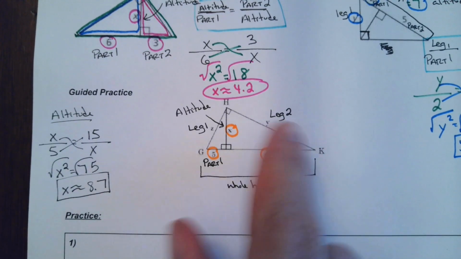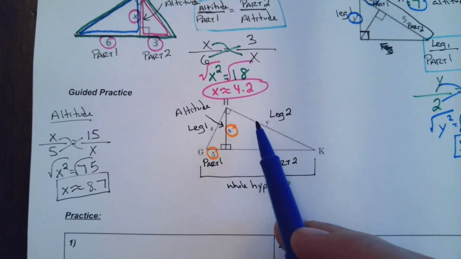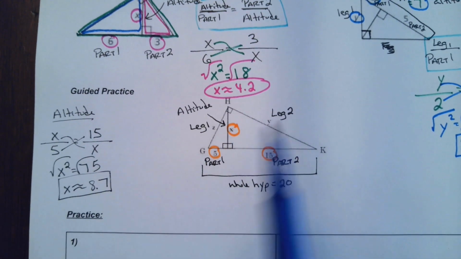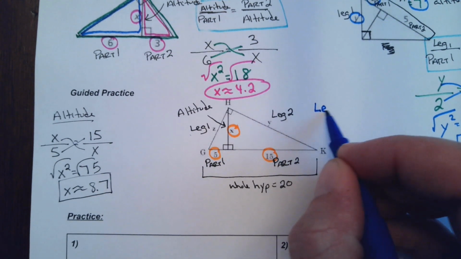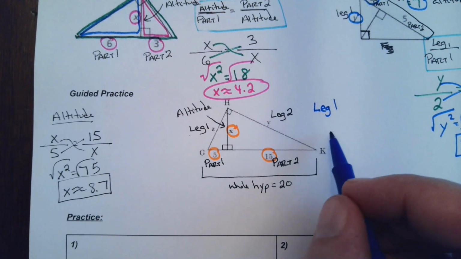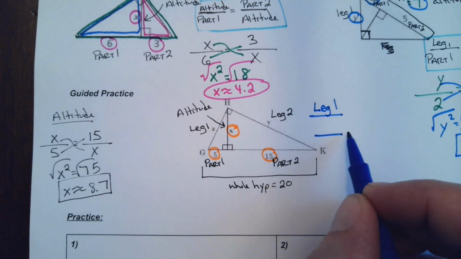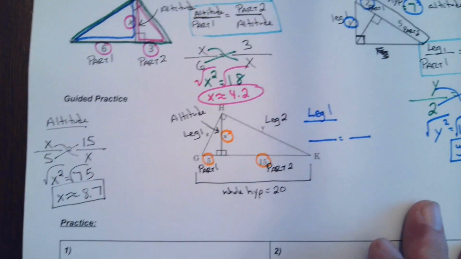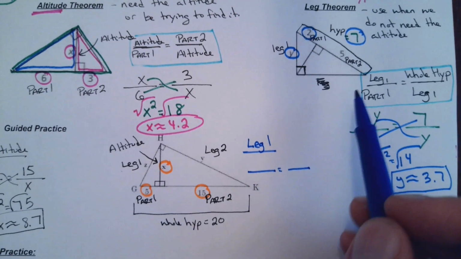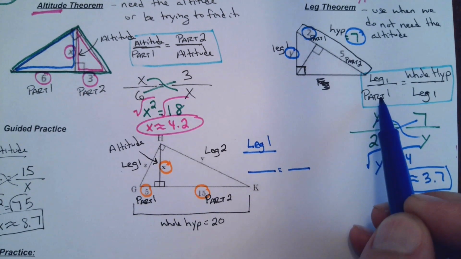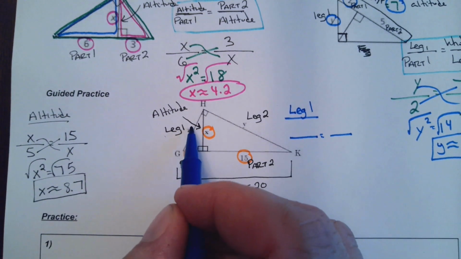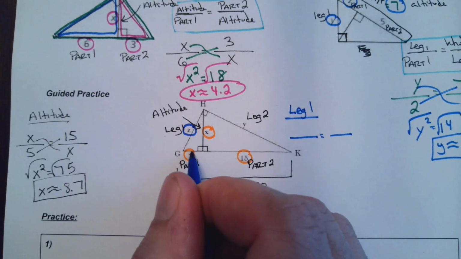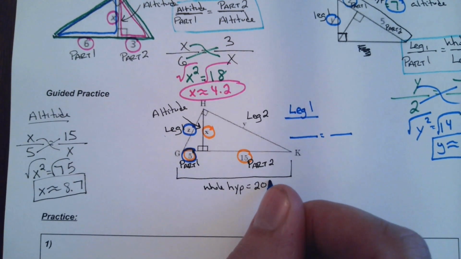So now I got to do the legs. Now it doesn't really matter which leg we do first. We can do leg 1 or leg 2. I'm just going to go leg 1. So I'll bring that over here. So leg 1. So I set up my fraction. So maybe I forget and I come back and I say, oh, well, leg 1, part 1, whole hypotenuse. So I like to circle what I'm going to use. All right, so leg 1 is z, part 1 is 5, whole hypotenuse is 20.